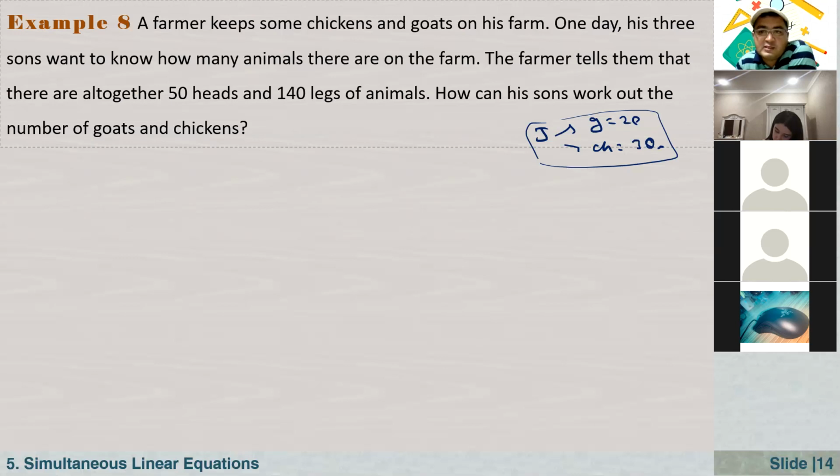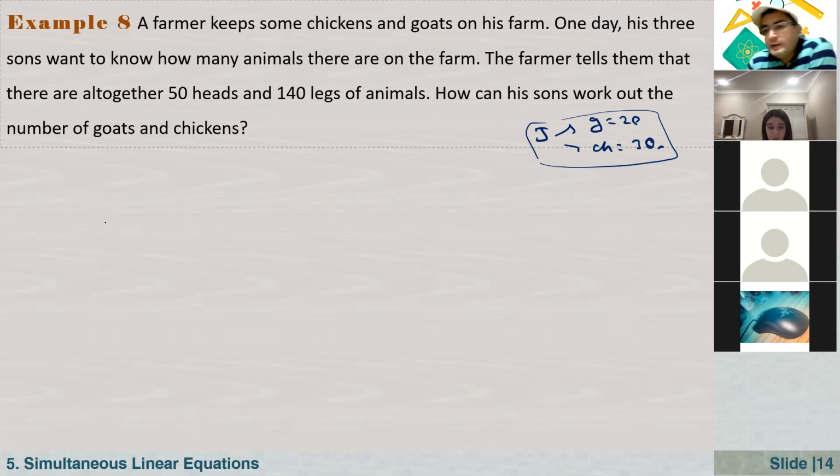Goats, they have 4 legs. 20 times 4, it is 80. Chickens have 2 legs, 30 times 2 it is 60. 80 plus 60, that's equal to 140. Very good. Ayat, how about you? Finished? Or still working? I made equations, but I think I did something wrong.